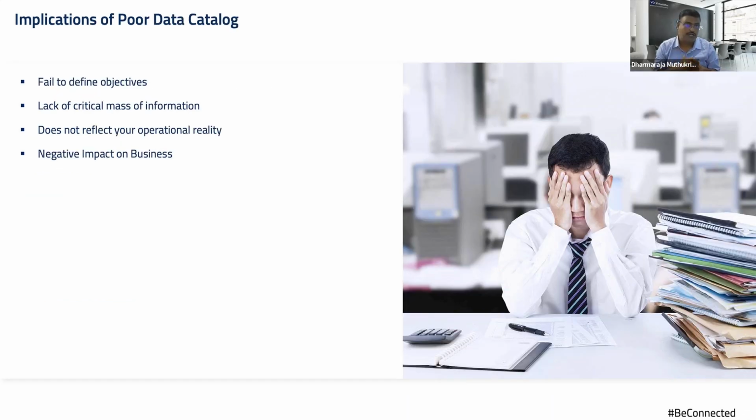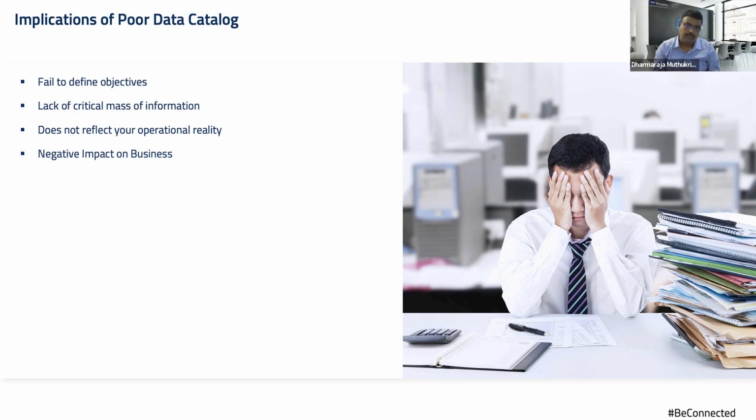Coming to the next: what happens if I have implemented data catalog in a poor way? If my data catalog implementation has failed, my objective is totally failing here. What I was expecting is totally down. It's failed. And the second thing is, I would have thought of getting a lot of information from the system, but I wouldn't be able to get that. So I would fail on that as well.